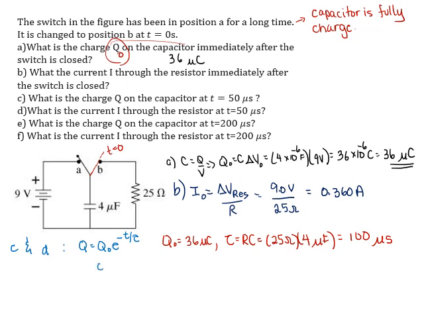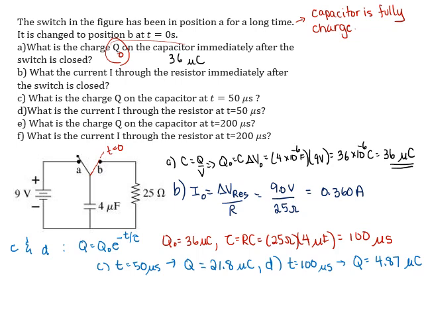So for C, our time equals 50 microseconds. This gives a charge: 36 microcoulombs times e to the exponent of minus 50 divided by 100. And that gives me a net charge of 21.8 microcoulombs. So it's gone down a fair amount. Part D, my time is equal to 100 microseconds. When I put this in my equation, I get my charge equals 4.87 microcoulombs.